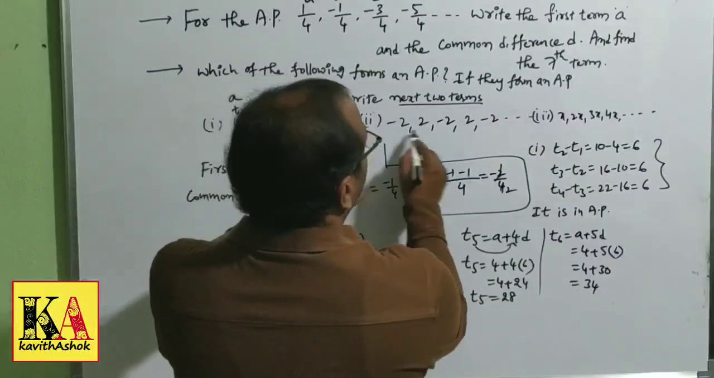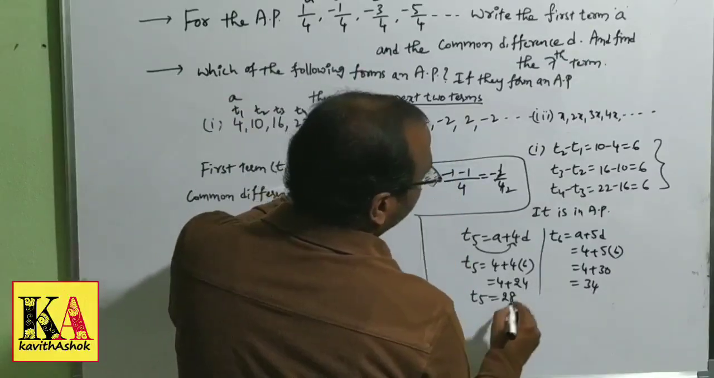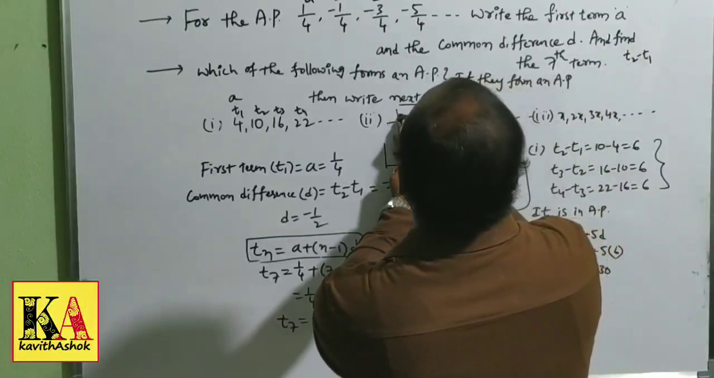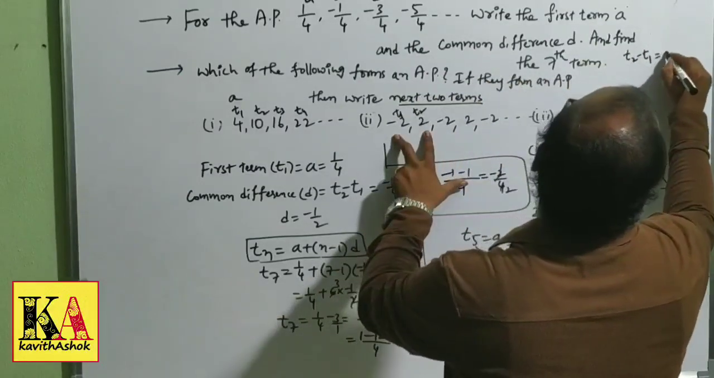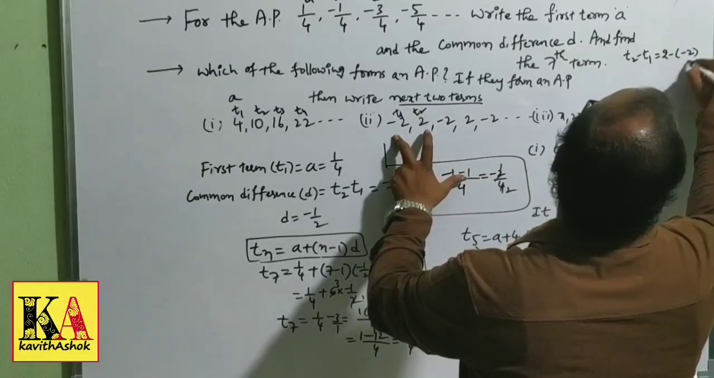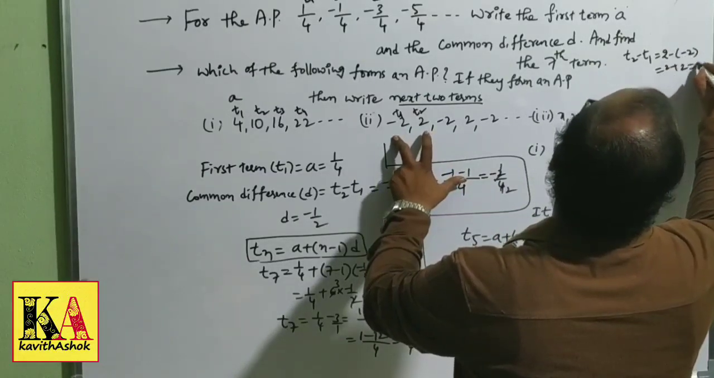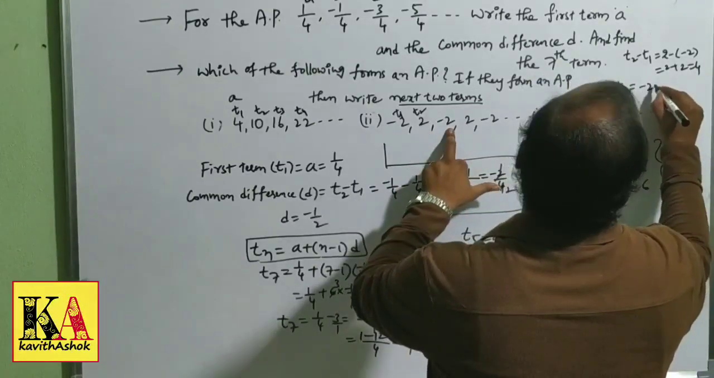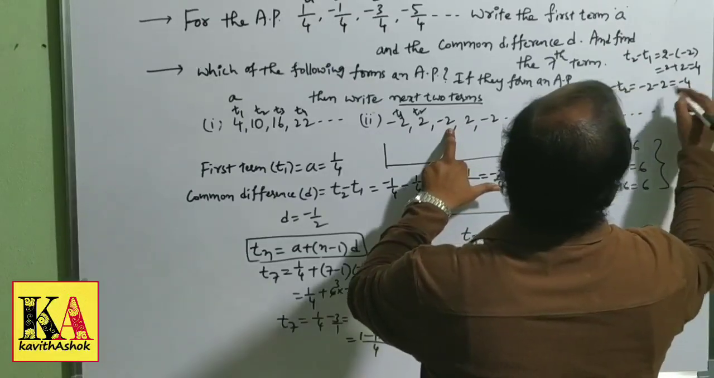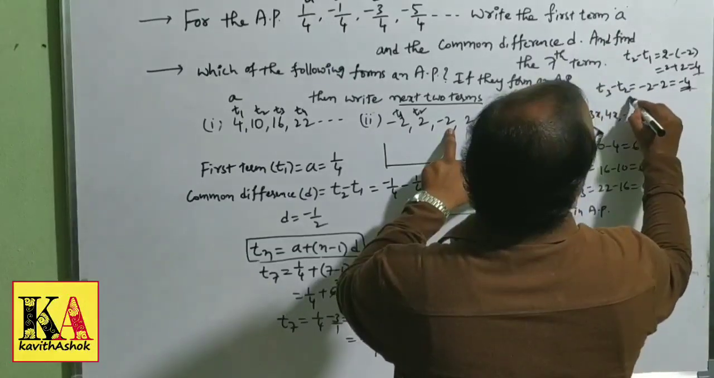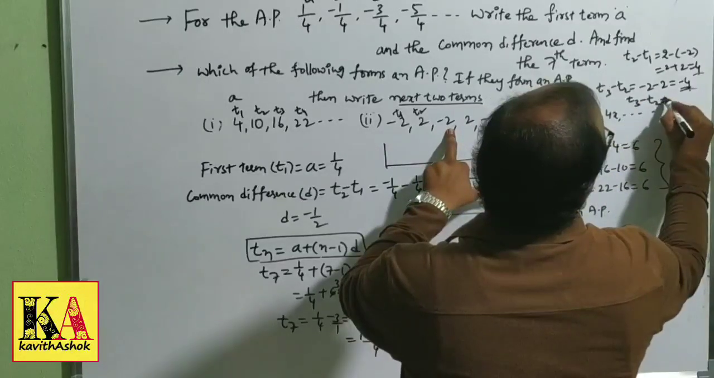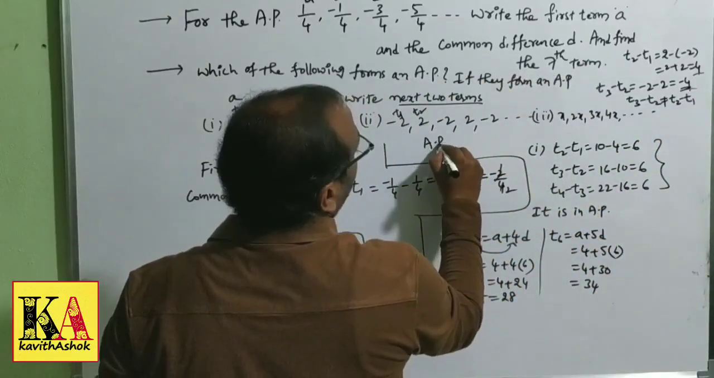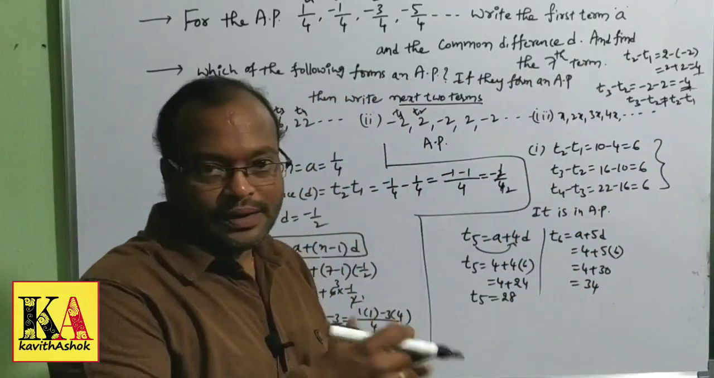Now here, if we observe this one, the common difference T2 minus T1. This is T1, this is T2. 2 minus of minus 2, minus of minus is plus, so that becomes 4 here. T3 minus T2, minus 2 minus 2, this is minus 4. This is 4 and this is minus 4, which means the common difference is not the same. T3 minus T2 is not equal to T2 minus T1. So that's why it is not in AP. If it is not in AP, there is no need to calculate the remaining terms.